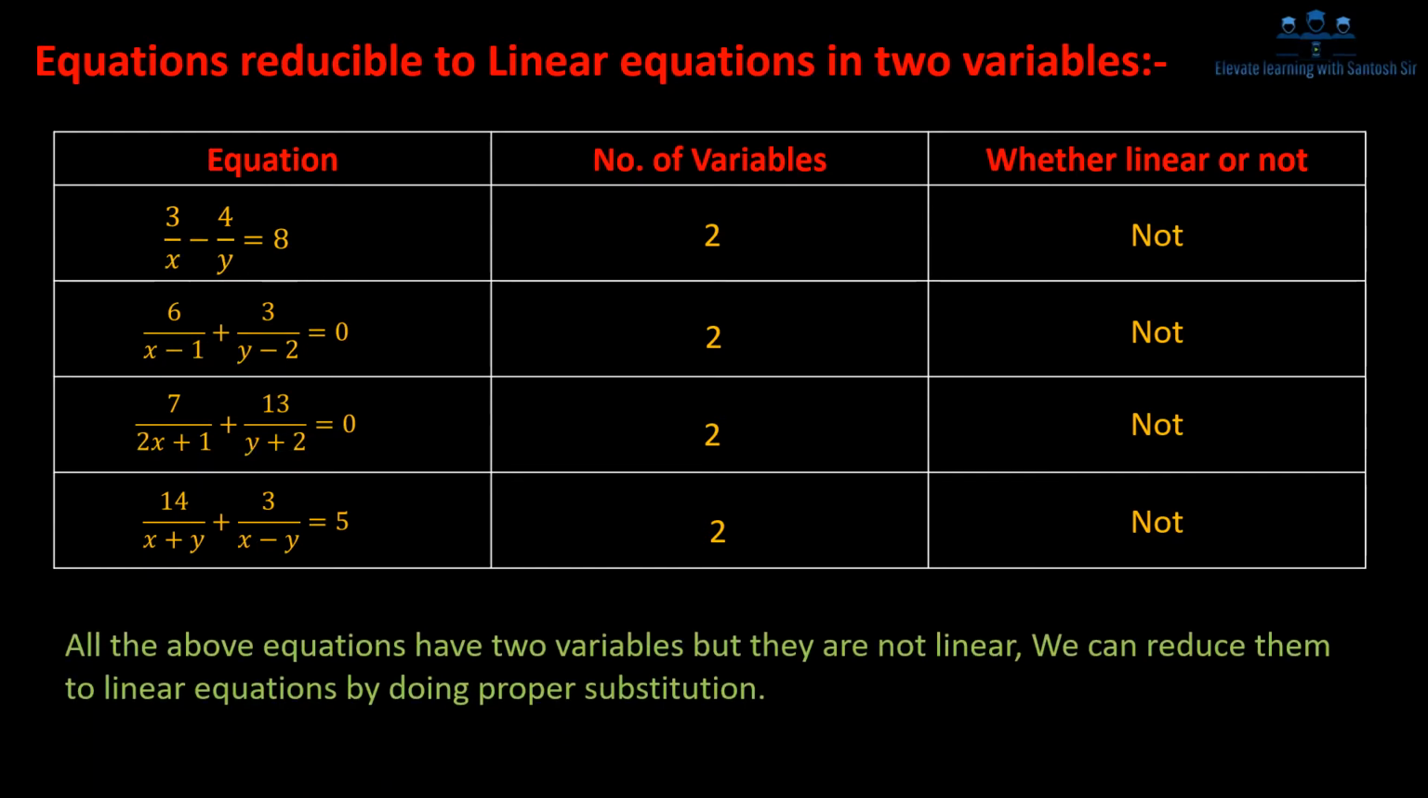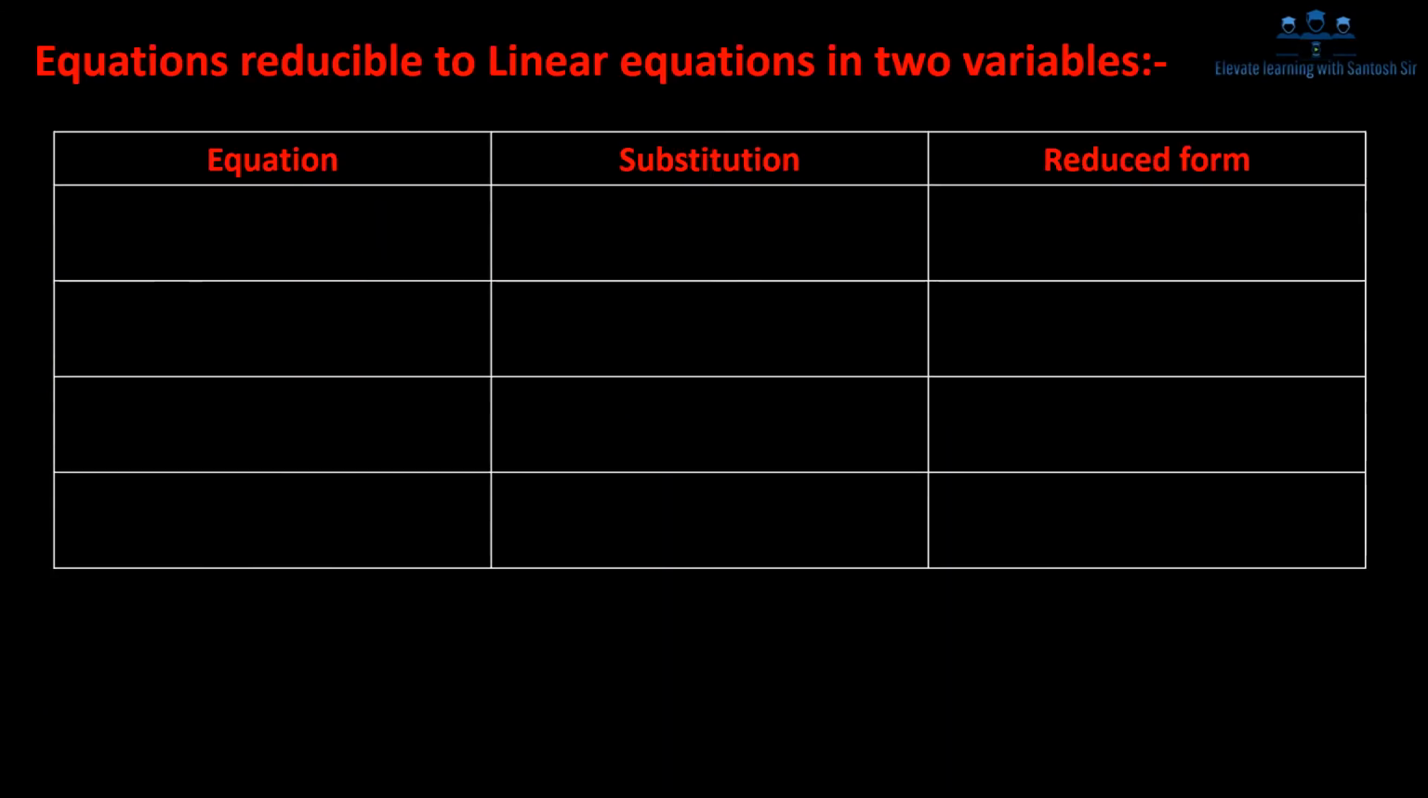but we can do some substitution in these equations and make them look like linear equations in two variables, and then we can solve them. Let's take the same equations and do some substitutions so that they look like linear equation in two variables. Let's take the first example, 3 upon x minus 4 upon y is equal to 8. What if I substitute 1 upon x as m and 1 upon y as n? So in the place of 1 upon x, we will have m, and in the place of 1 upon y, we will have n. So 3 upon x minus 4 upon y is equal to 8 will become 3m minus 4n is equal to 8.